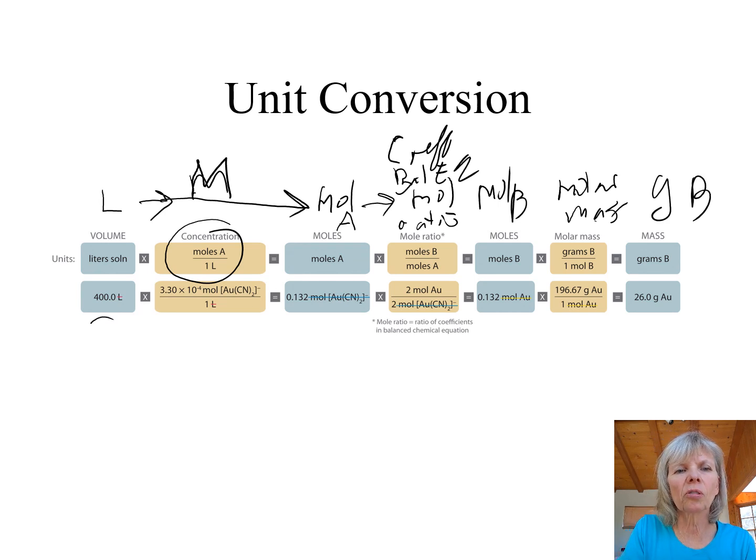So this was just showing you some examples down here of maybe if we had 400 liters of a solution of gold cyanide and we had the molarity of it. We could calculate the moles of that. And then if we wanted to go from moles of our solution to moles of just the gold, Au is gold, we could use the balanced equation to calculate that. And then from moles of gold, we can go to grams of gold using the molar mass.